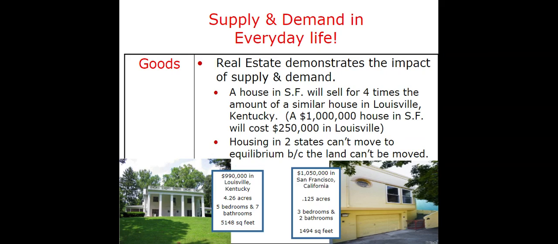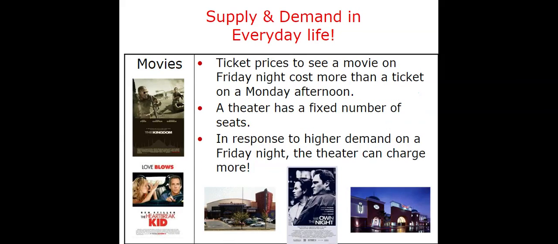Real estate can vary a lot, and it demonstrates the impact of supply and demand very well. A house in San Francisco will sell for about 4 times the amount of a similar house in Louisville, Kentucky. A $1 million house in San Francisco will cost about $250,000 in Louisville. The housing in the two places can't move to equilibrium because the land cannot be moved. It can't be changed.